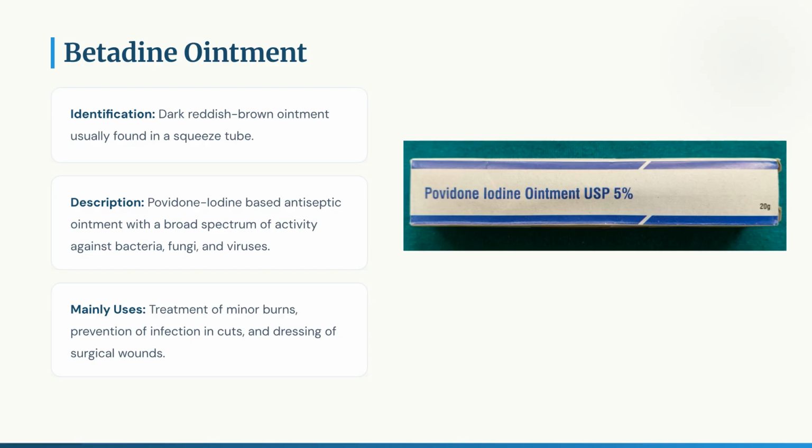Betadine ointment is a povidone iodine-based antiseptic ointment. It is used for treating minor burns, preventing infection in cuts, and dressing surgical wounds.